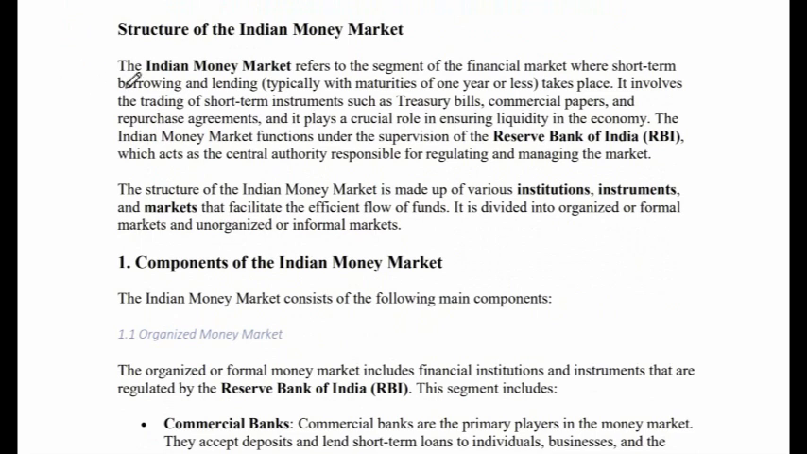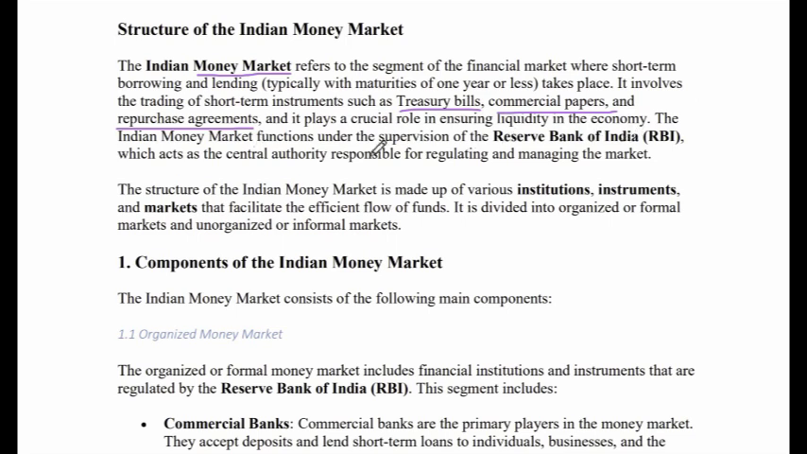Earlier we saw money market is investments for less than 1 year. So the Indian money market refers to the segment of the financial market where short-term borrowing and lending, typically with maturities of 1 year or less, takes place. It involves the trading of short-term instruments such as treasury bills, commercial papers, and repurchase agreements, and it plays a crucial role in ensuring liquidity in the economy.